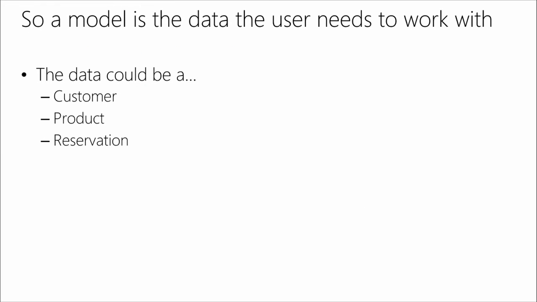So the model, again, that's our data. And the data you want to see depends entirely on the entire sort of application you're building. So it could be customer information. It could be product information. It could be information about hockey players or soccer or football players. It could be reservations for a restaurant. So that's the data that we're really working with inside our application.